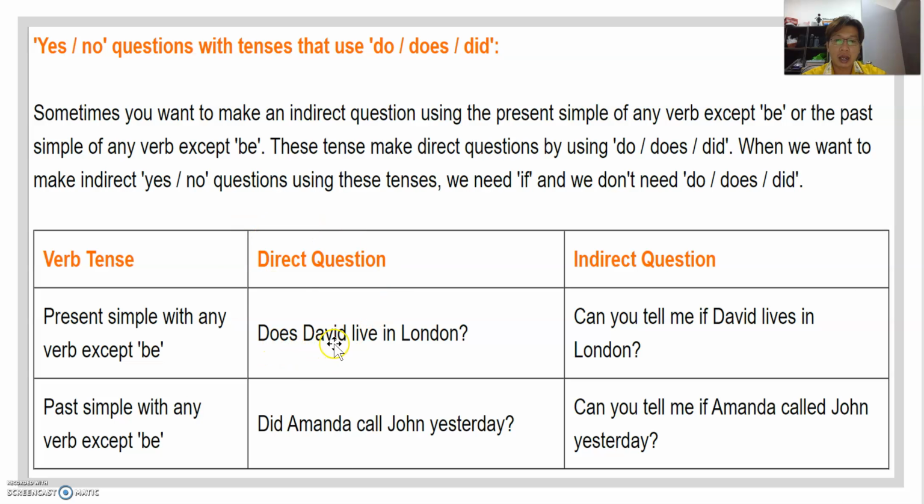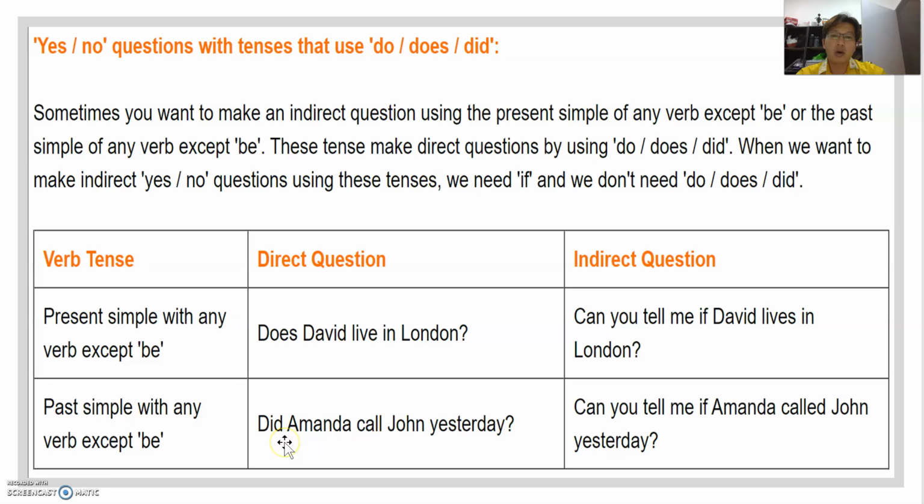Does David live in London? For the indirect question, we don't need the word does. Can you tell me if? We add in if in the question. There is no more does, so here you put lives. Can you tell me if David lives in London?